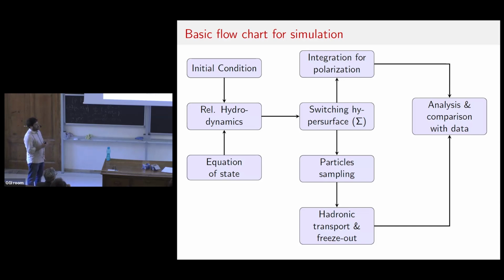To compute bulk observables like particle spectra and flow coefficients, particles are usually sampled on this hypersurface. The sampled distribution is then given as input to some transport code like URQMD or SMASH, and the output of these transport codes is analyzed and compared with the data. However, there is another branch which leads to polarization analysis. In principle, polarization should be computed after the hadronic stage, but unfortunately, in the current setup, none of the transport codes have spin degrees of freedom. So all the polarization analysis is usually done on this hypersurface.